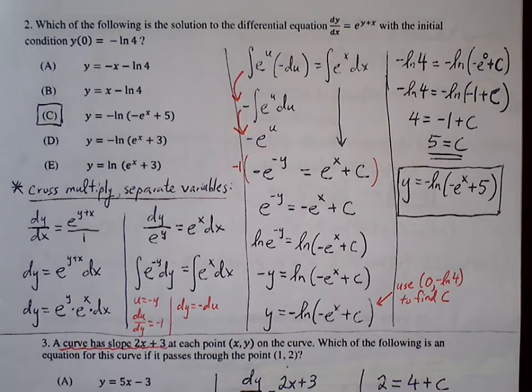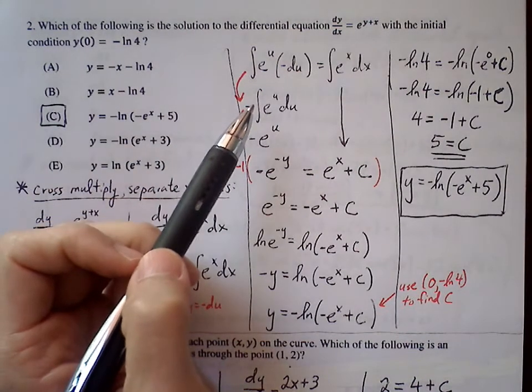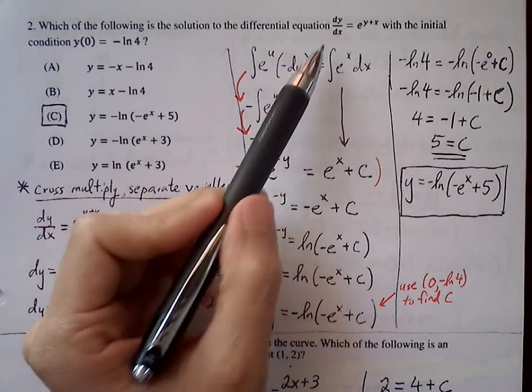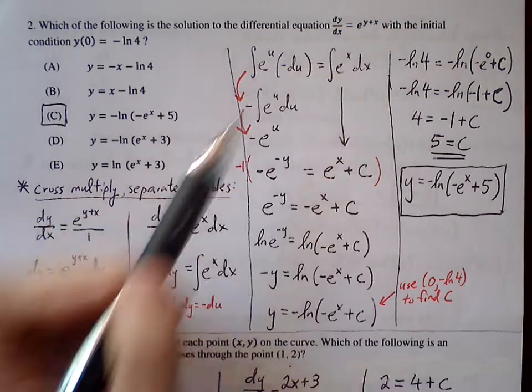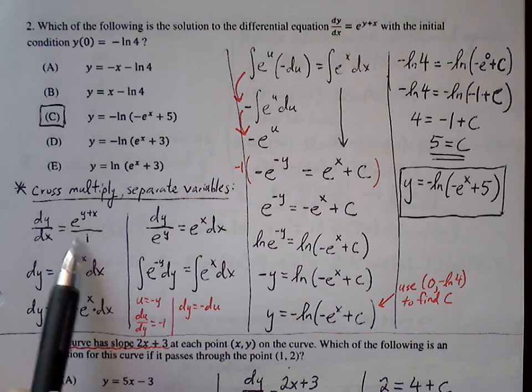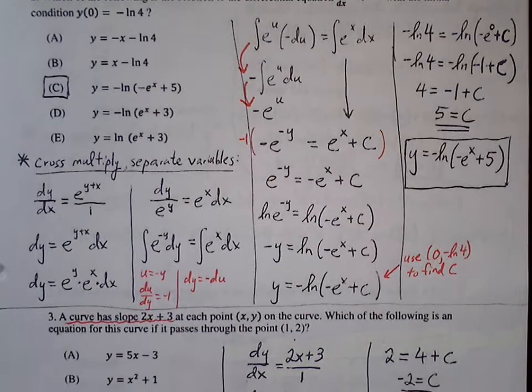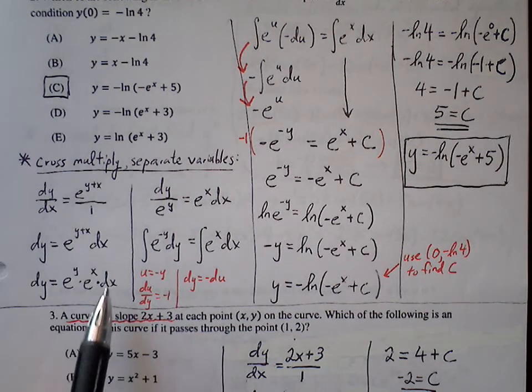All right, number 2, which of the following is the solution to the differential equation with the initial condition y of 0 equals negative natural log of 4. So again, I'm going to cross multiply here, rewrite that e to the y plus x as e to the y plus x over 1. Cross multiply, I get dy is equal to e to the y plus x dx.